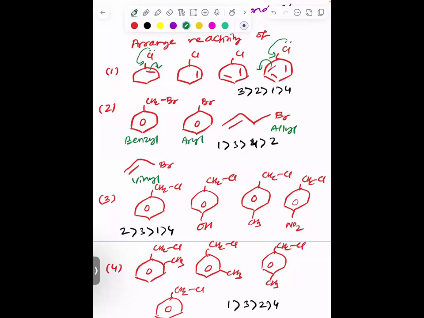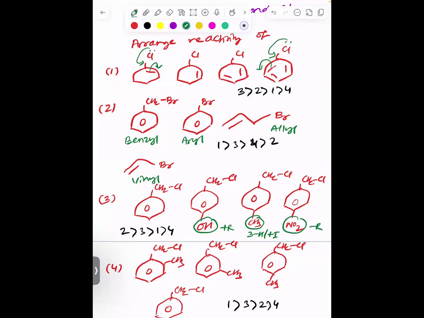Next, in question number 3, all are benzyl carbocations. So any difference will be due to the group or atom present at the para position. What will be the nature of OH? This is plus R. This is 3 hyperconjugative hydrogens, or plus I. This is minus R or minus I.